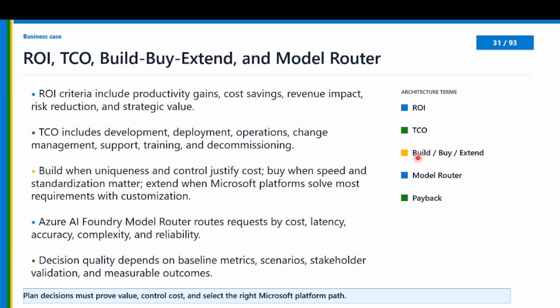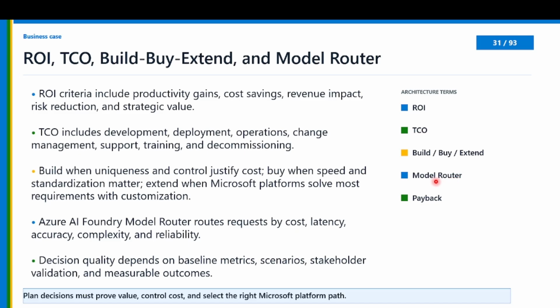You can build a custom model from scratch using any of the platforms we have discussed. You can buy from vendors available in the Microsoft ecosystem market. You can also extend the ones already available in Dynamics 365, Office 365, like Fabric Data Agent in Microsoft Fabric, Supply Chain AI in Dynamics 365, and meeting or note takers that are already available on Teams and so on. Then we have the model router, very, very important.